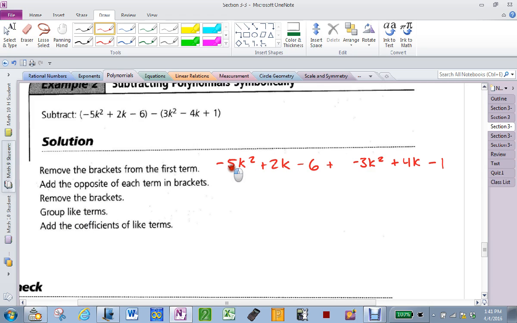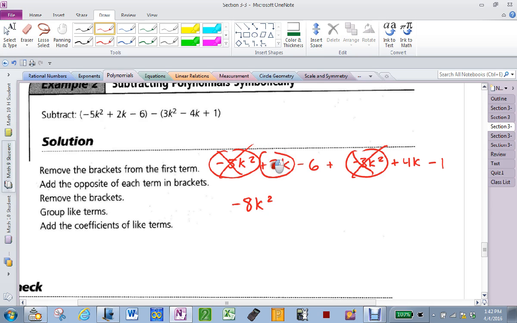K squared. So now I've got to find all the K squareds, don't I? 1, 2, negative 5, and negative 3 more. What's that? Negative 8 squared. Am I done with the K squareds? Yeah. So what do I do? Cross them out.